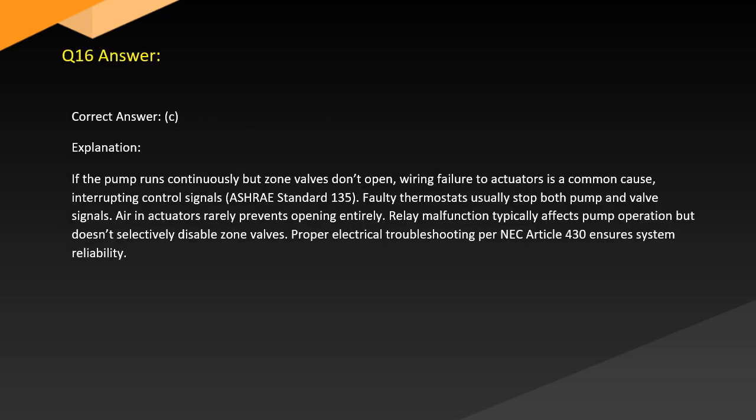Answer. Correct answer: C. Explanation. If the pump runs continuously but zone valves don't open, wiring failure to the actuators is a common cause, interrupting control signals. ASHRAE Standard 135. Faulty thermostats usually stop both pump and valve signals. Air in actuators rarely prevents opening entirely. A relay malfunction typically affects pump operation but doesn't selectively disable zone valves. Proper electrical troubleshooting per NEC Article 430 ensures system reliability.